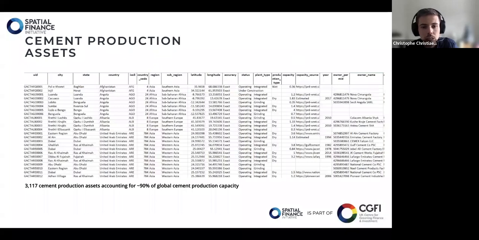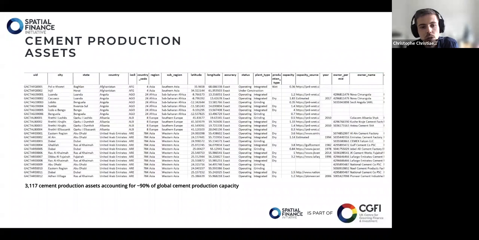So in summary, these efforts that we've been doing were really to pull as much data at the asset level together as we could, leveraging open data sources, making it standardized, and making this available for a whole range of users and use cases. So you can actually download our cement and steel global databases on our website.